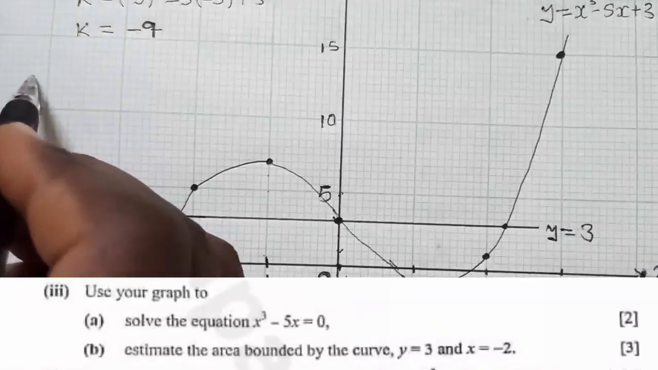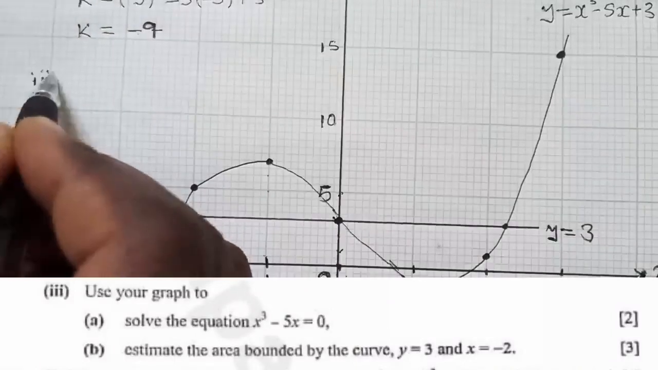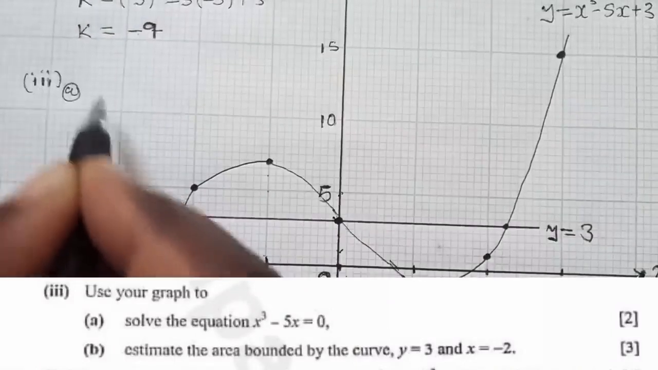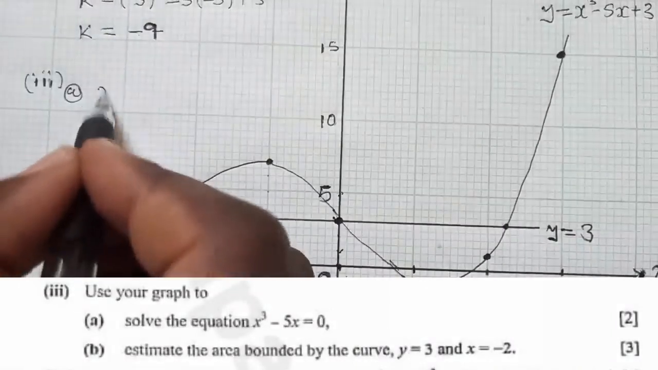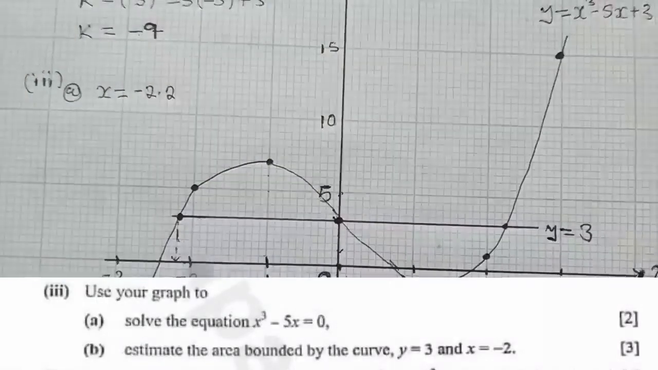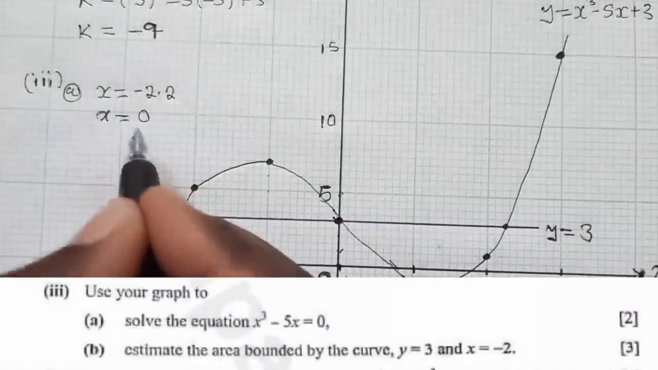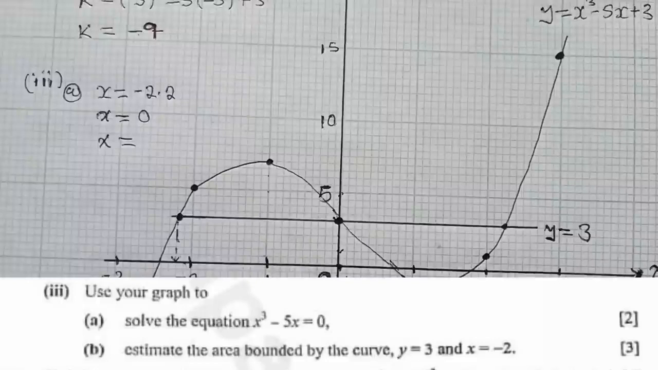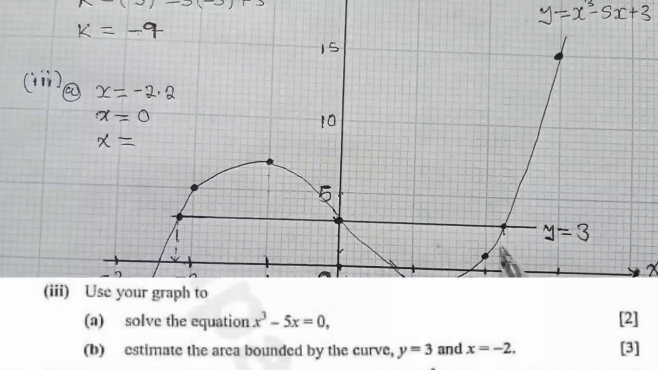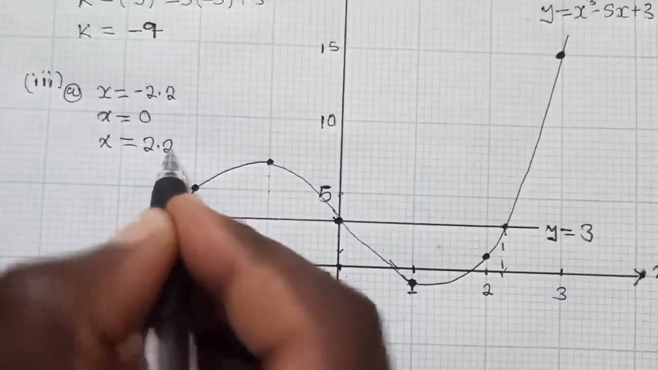So I shall say this is actually question 3a. So my x will be equal to negative 2.2. Another solution there, x will be equal to here 0. Another solution, x will be equal to, here if I follow the line nicely, this will be equal to 2.2.